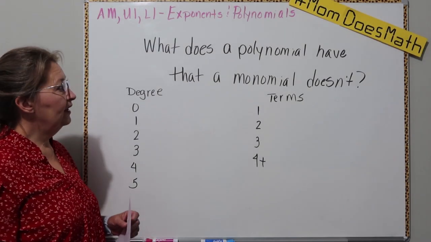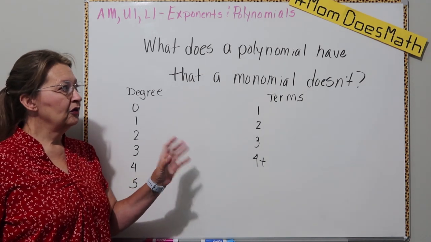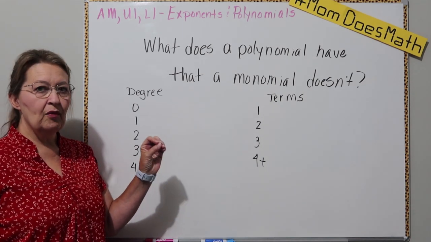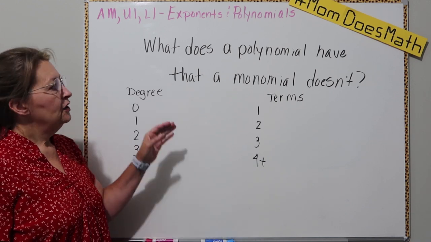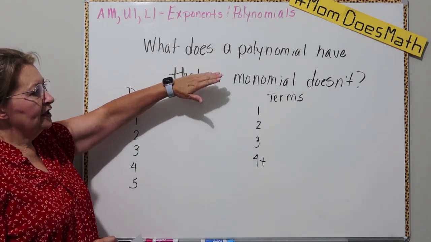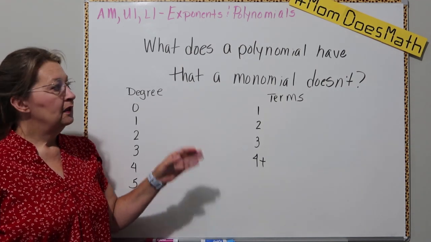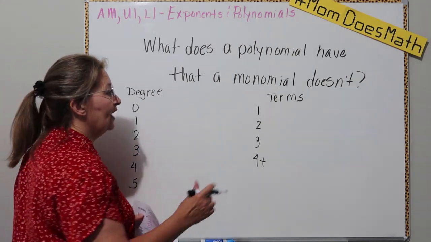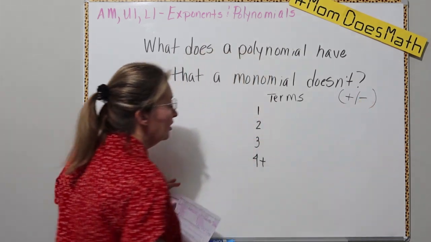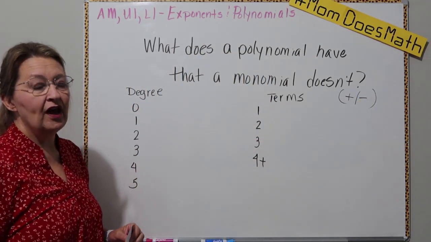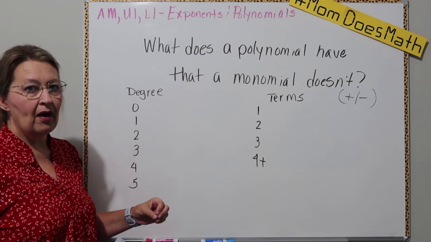Okay, we're going to wrap this up by looking at polynomials now. A polynomial is when you have a sum or difference of 2 or more monomials. So what is one thing that a polynomial is going to have that a monomial does not? Well, a polynomial is going to have at least one or more plus or minus signs. If you don't have a plus or minus sign in there somewhere, you have a monomial, not a polynomial.